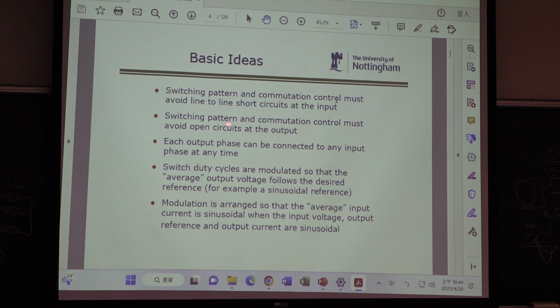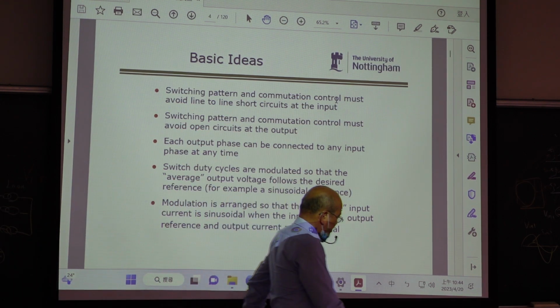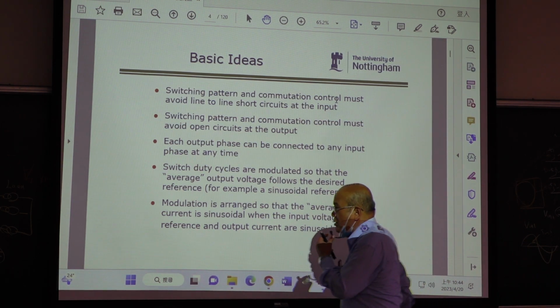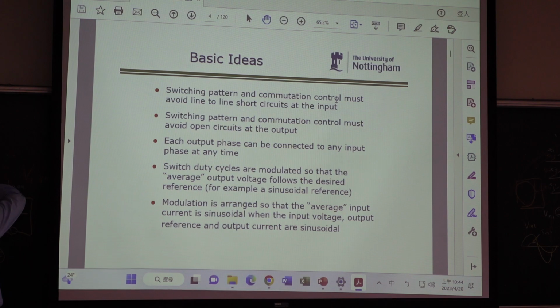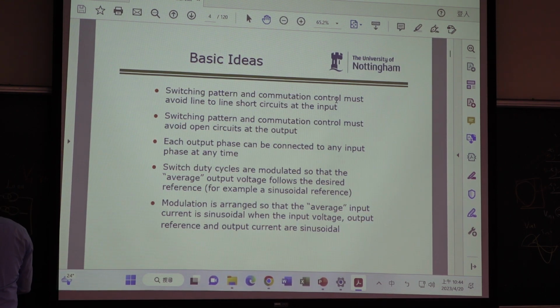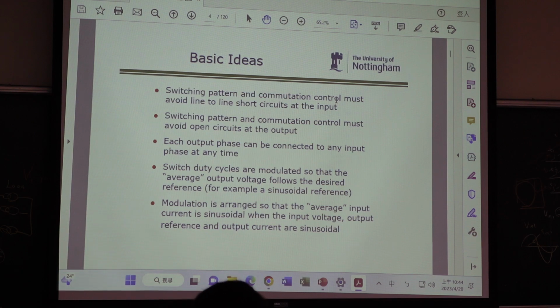You have to avoid output open. So what is output open? If I open this switch, and open this switch, I open this switch, open this switch, open this switch, then we have no path. Then we have 10 ampere here, and the 10 ampere becomes 0 ampere. Then we open the output, right? So it is not allowed because the output should be constant current. So we cannot open the output current.